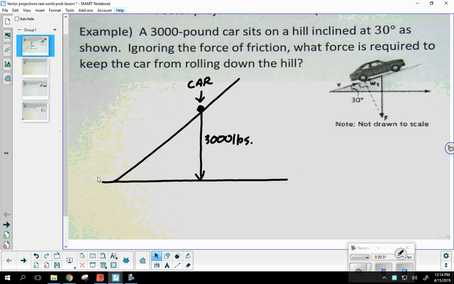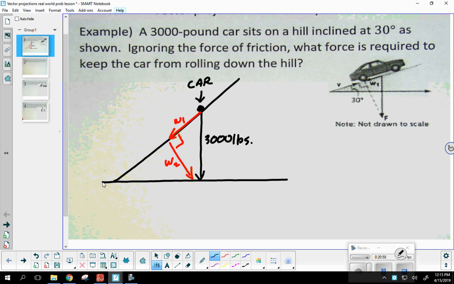Now, what I'm going to do is take this vector that's going straight down, and I'm going to create a right triangle using its component vectors. So I'm going to have a vector that's going down the hill, and then I'm going to have a vector that's perpendicular to the hill. The one going down the hill, we always call that W1. The one perpendicular, we always call that W2.